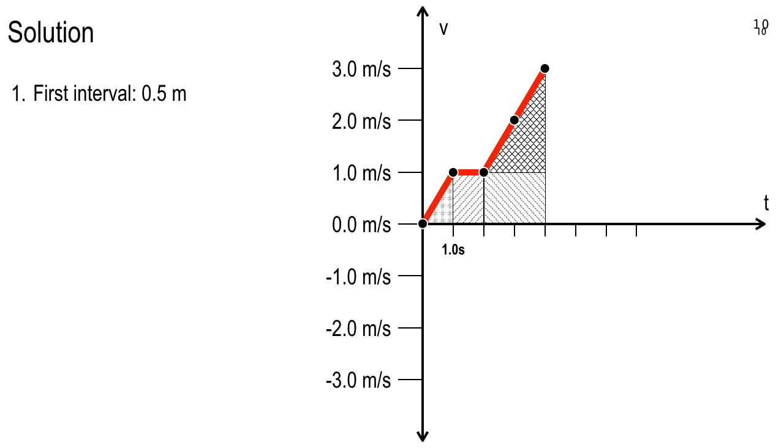All right, first time interval, 1/2 base times height. The height is 1, the base is 1. That area is 0.5 meters. Second time interval. The height is 1, the base is 1, and it's a rectangle. So this one adds another 1 meter of travel.